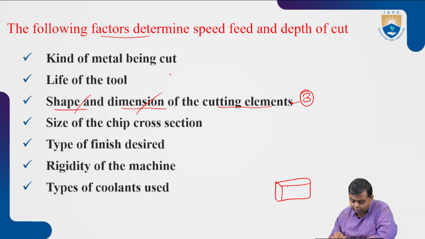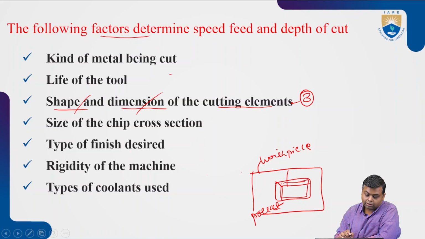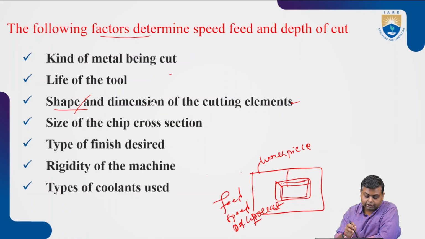So this is the desired pocket. Pockets are generally made on a milling machine. So this pocket is present on this workpiece. Imagine this is a workpiece. If you want to cut a pocket in the workpiece, it should be done very carefully. So cutting elements like the shape and dimensions of a workpiece have a big impact on the factors related to speed and depth of cut. This is the third factor which contributes to speed and depth of cut.